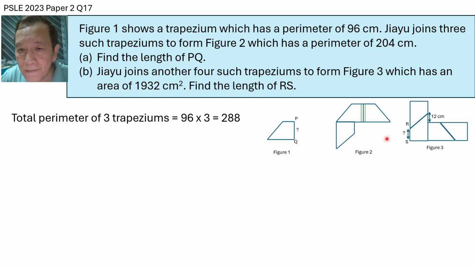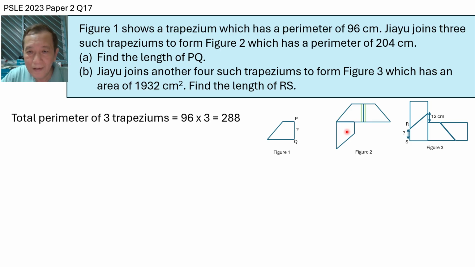Let's take a closer look. This line is PQ, and by splitting them in this way, the green lines on the left comes from this trapezium. The green line on the right comes from this trapezium. So when we combine, we actually lost two lines because they are inside the figure.